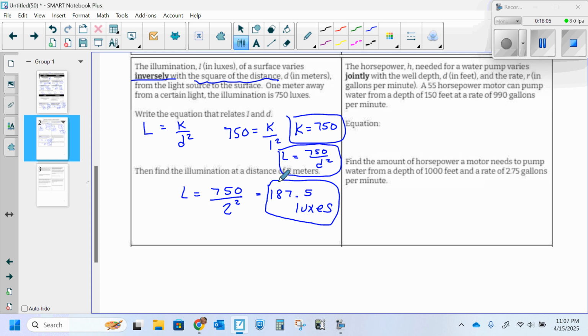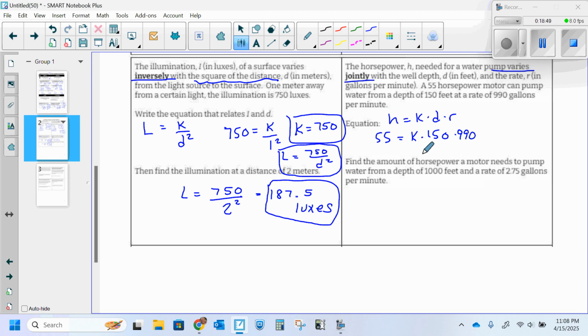Okay, we're not going to do all 3 of these pages on variation. I'm going to do this last one and then I'll do maybe 1 or maybe 2 more. All right, the horsepower, H, needed for a water pump varies jointly. So varies jointly means you have direct variation twice, of 2 things here, with the well depth and the rate. So a 55 horsepower motor can pump water from a depth of 150 feet at a rate of 990 gallons per minute.